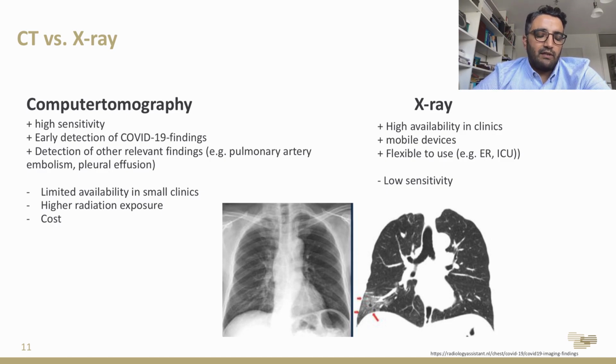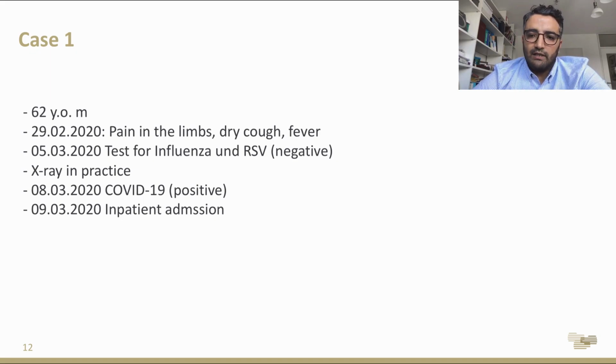The disadvantages or the limitations are it is not available everywhere. It has high costs. It costs more than X-ray, and it has a higher radiation exposure. The big advantage for clinical use of X-ray, and this is why somebody may ask why we don't only use CT, is that X-ray is much more flexible than CT. CT is a fixed machine usually, and X-ray, we have many mobile devices, for example, here in Tübingen, and you can move it to the emergency room, you can move it to the ICU, and you can take images there. But with a lower sensitivity though.